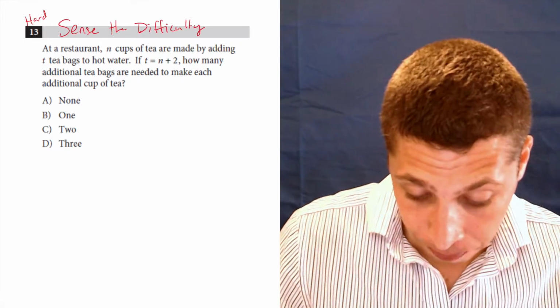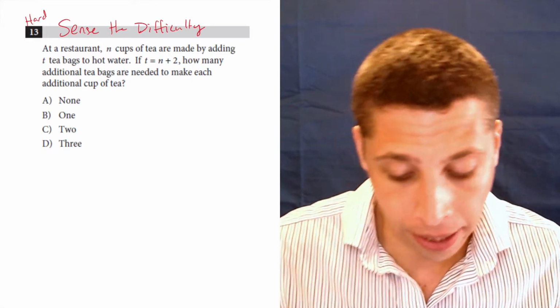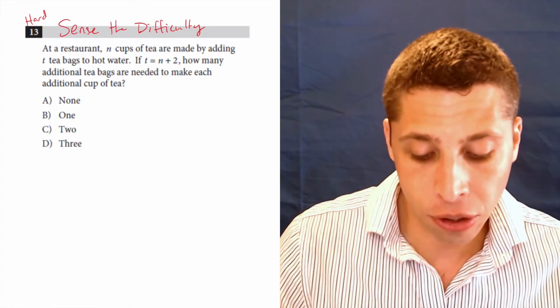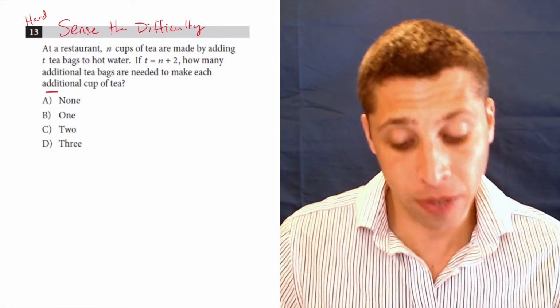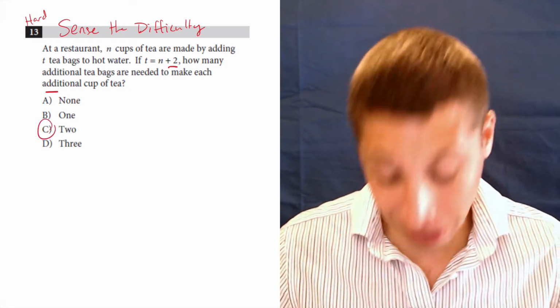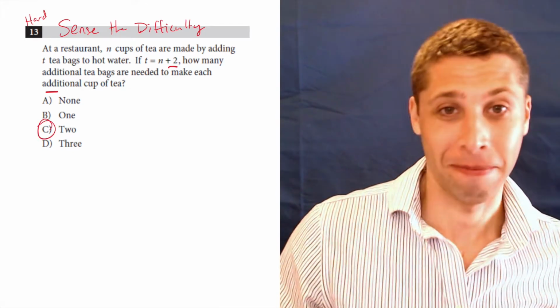Here's what most people do. At a restaurant, n cups of tea are made by adding tea bags to hot water. If t equals n plus 2, how many additional tea bags are needed to make each additional cup of tea? Well, plus 2. That's right there in the question. So this is what they pick.